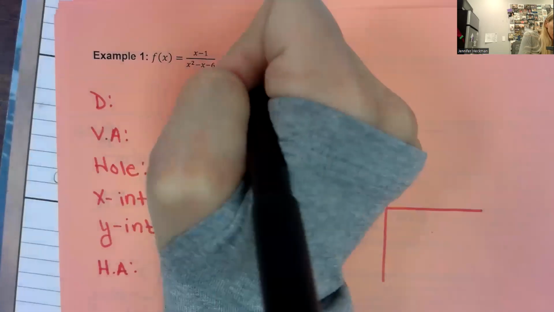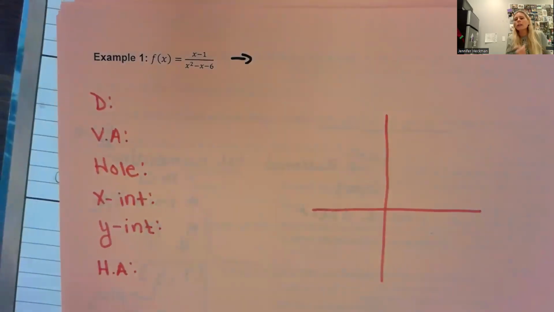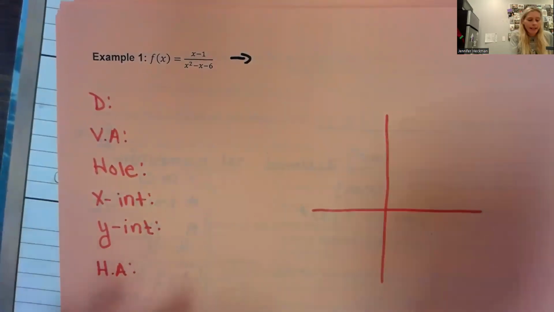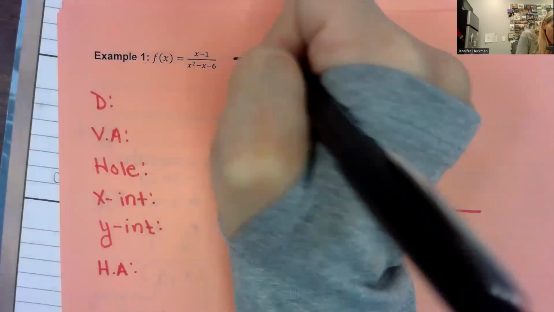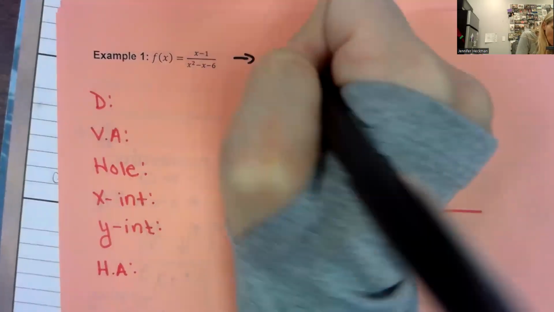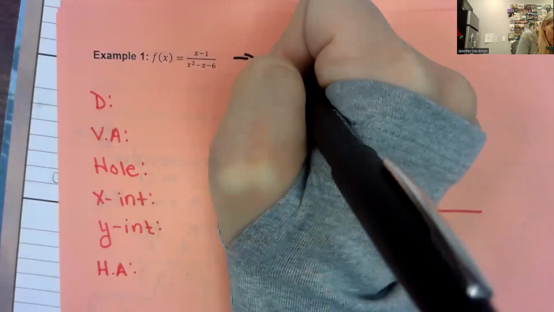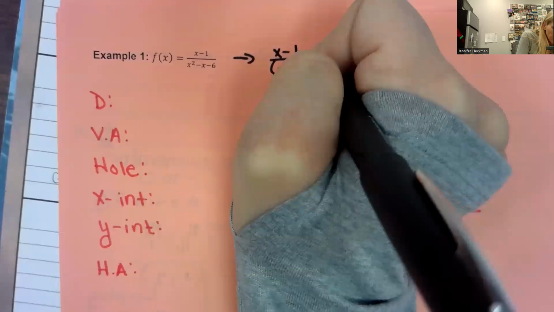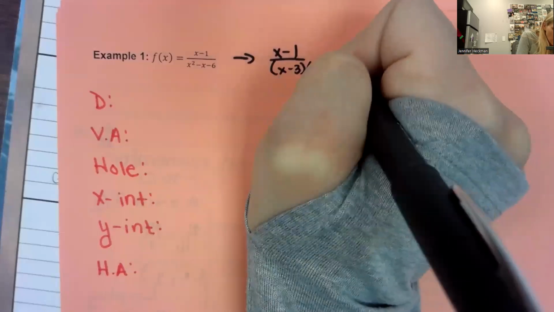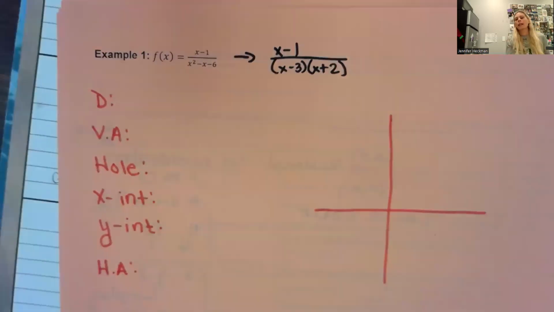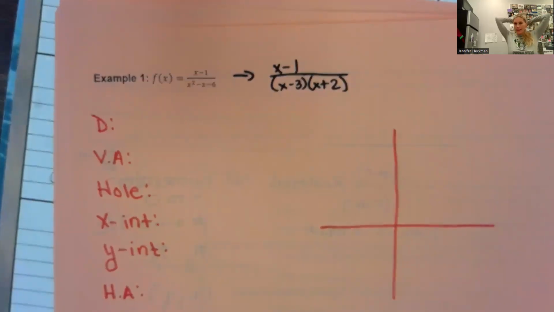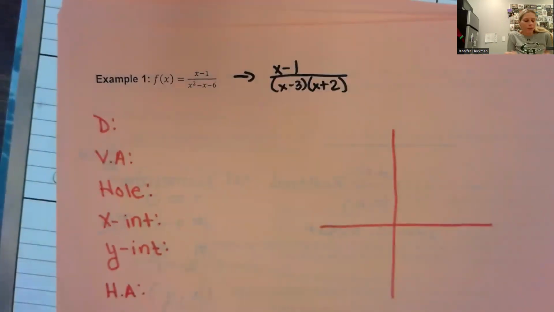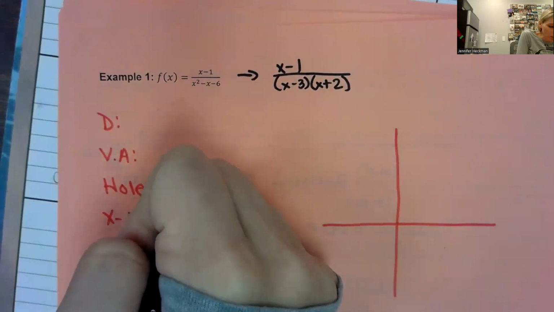So the first thing I need to do is factor to see if we can reduce it in any way. So this is x minus 1 all over x minus 3, x plus 2. And as I can see, there's nothing we can cross out. Well, if there's nothing we can cross out, that means there are no holes.